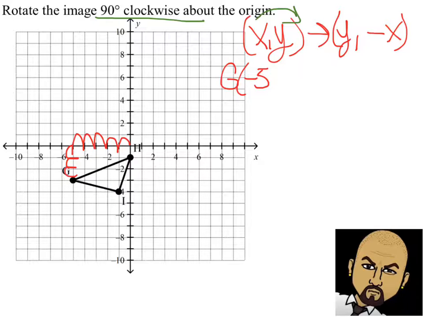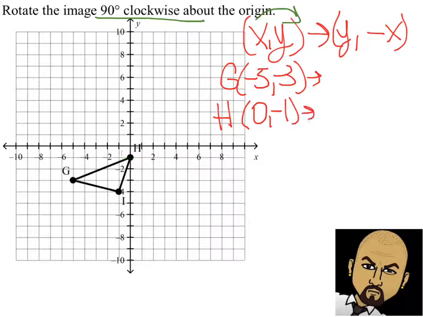G is negative 5 to the left. There's our x value, and we're going to go down 3, so that's a y coordinate of negative 3. And H, we're going to just write down as the ordered pair 0. Since we don't move left or right, the x value is 0, but we're going to go down 1, and that's a y coordinate of negative 1. And then I is the ordered pair (negative 1, negative 4).